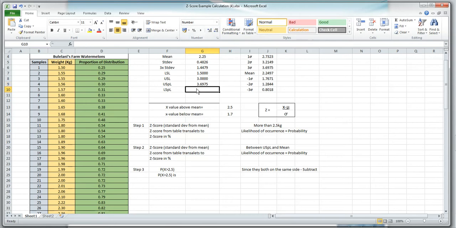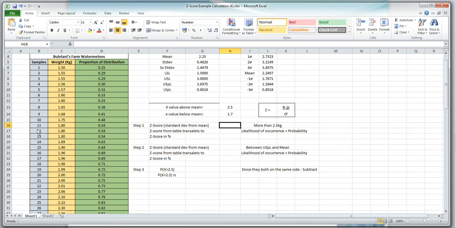We'll do the same for the lower spec limit. So I would say equals the mean minus, because it's on the left hand side of the mean or below the mean, minus the 3 standard deviations. And there, let's take it down to 4 decimal places. We get 0.8018. Now let's go to our calculation and check what the Z value is.